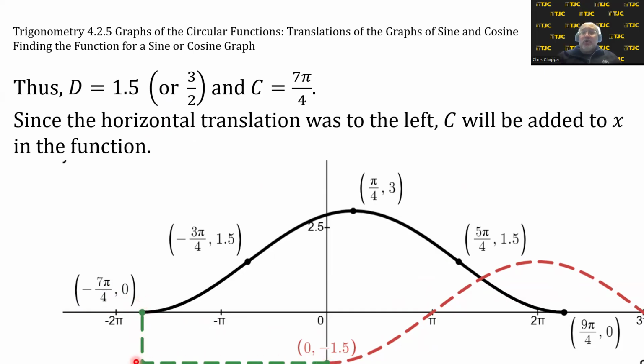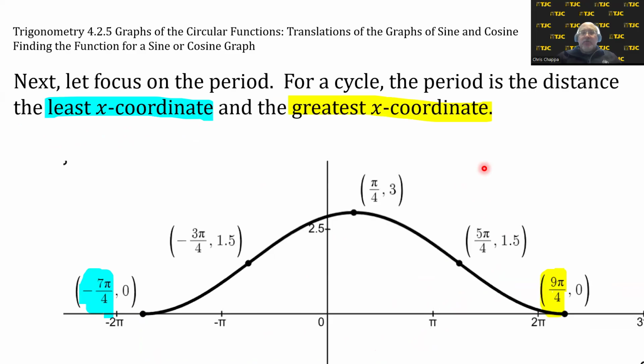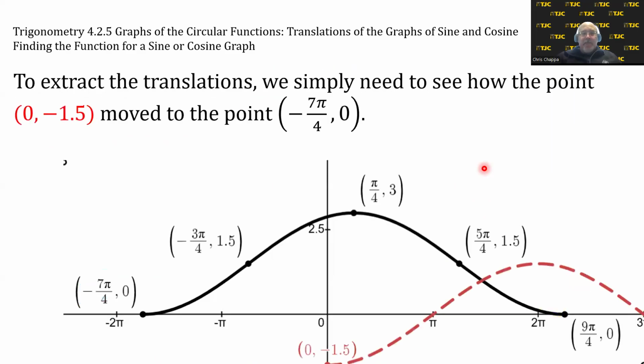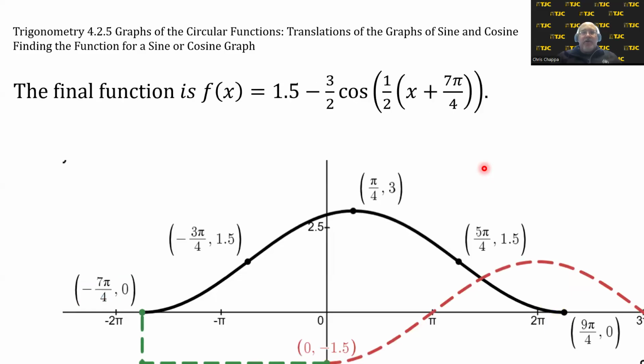And since the horizontal translation was to the left, C will be added to x in this function. So A is negative 3 halves, B is 1 half, C is 7 pi over 4, and D is 1.5. Put them all into the function, and we get this final function of f of x equals 1.5, vertical translation, minus 3 halves, amplitude and reflection, cosine of 1 half, used to calculate the period, times parentheses x plus 7 pi over 4, the horizontal translation to the left.